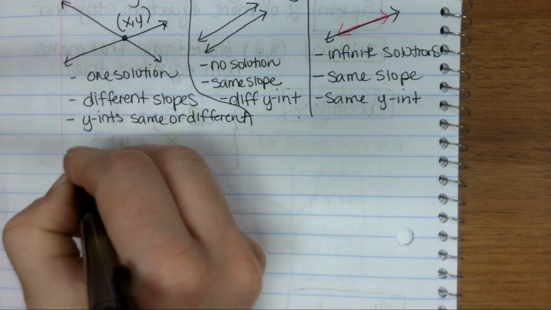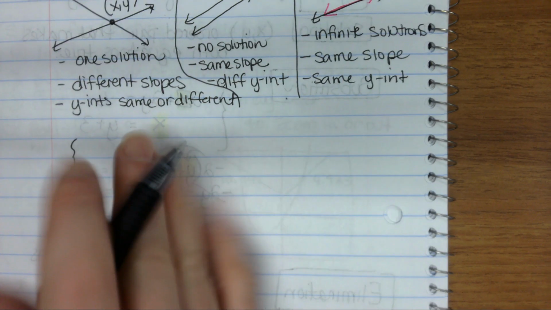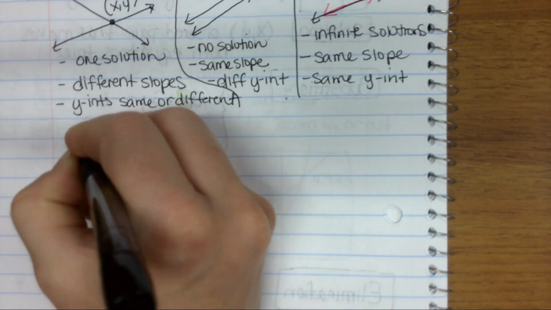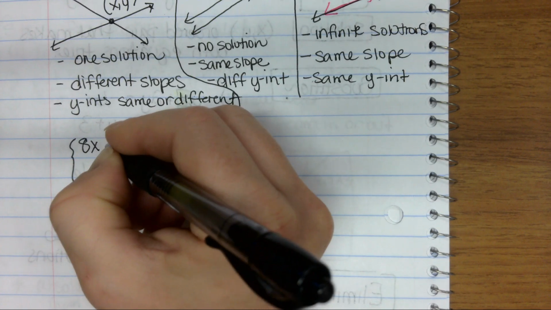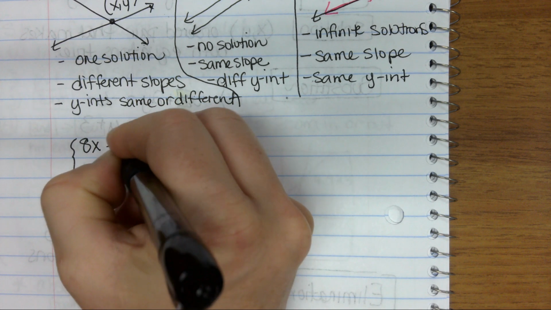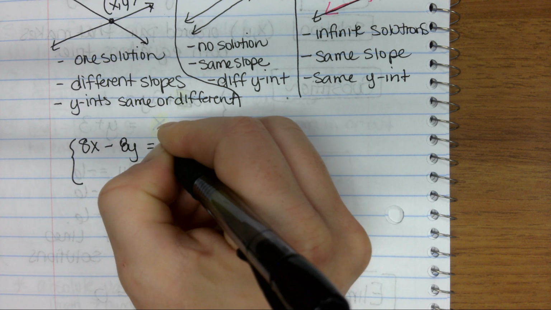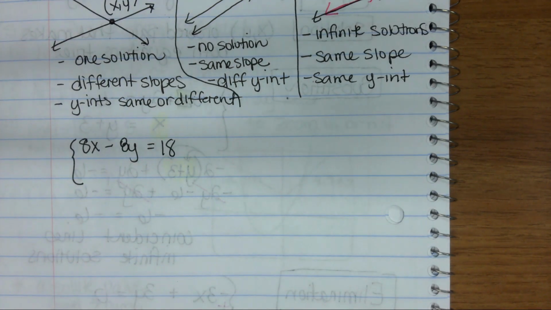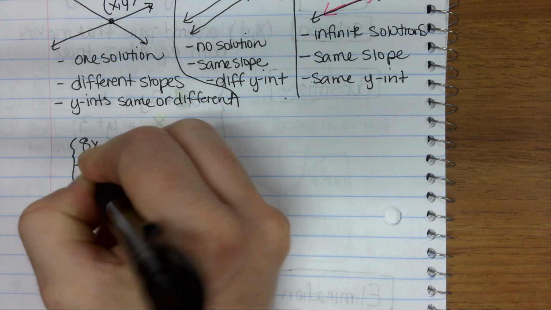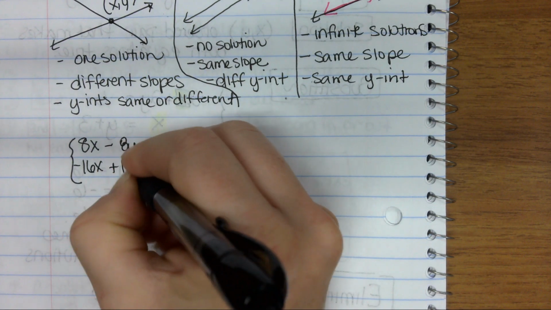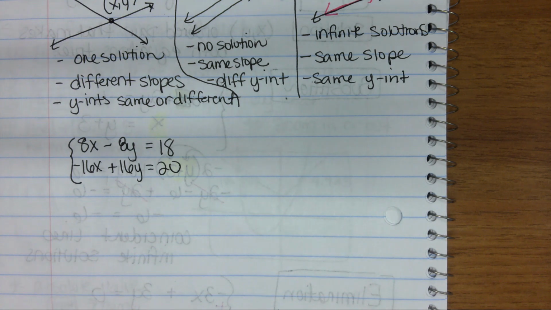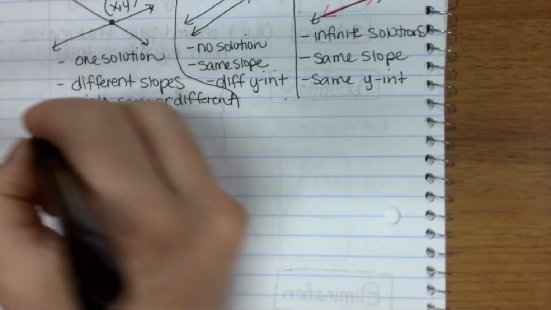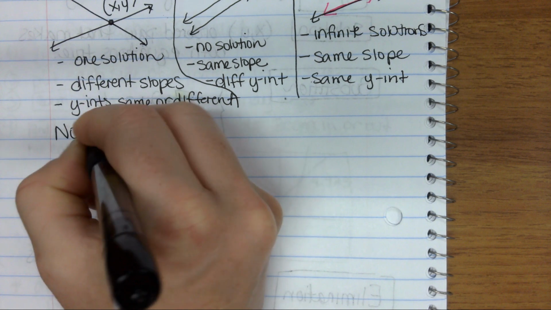We're going to write down the one that we did in our opener today, which was 8x, if I remember correctly, minus 8y equaled something, and then negative 16x plus 16y equals 20. Okay. So this is an example of no solution or parallel lines.